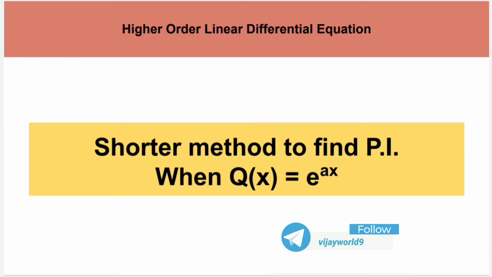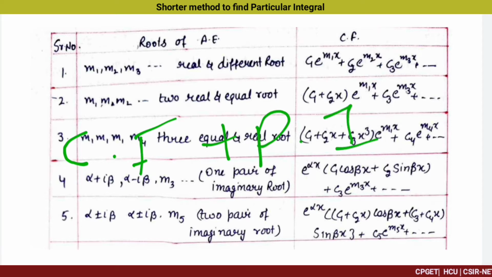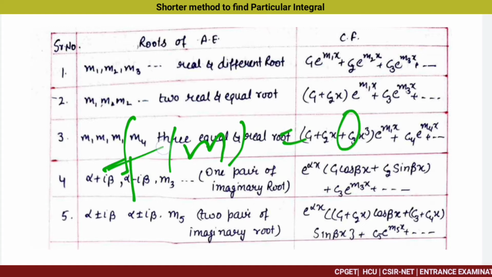Now let's move to today's session. The general solution of a given differential equation is the sum of the complementary function and the particular integral. To find the complementary function, we write the auxiliary equation. What is the auxiliary equation here? F of m equals 0 is called the auxiliary equation. By using this equation, we find the roots of the equation.